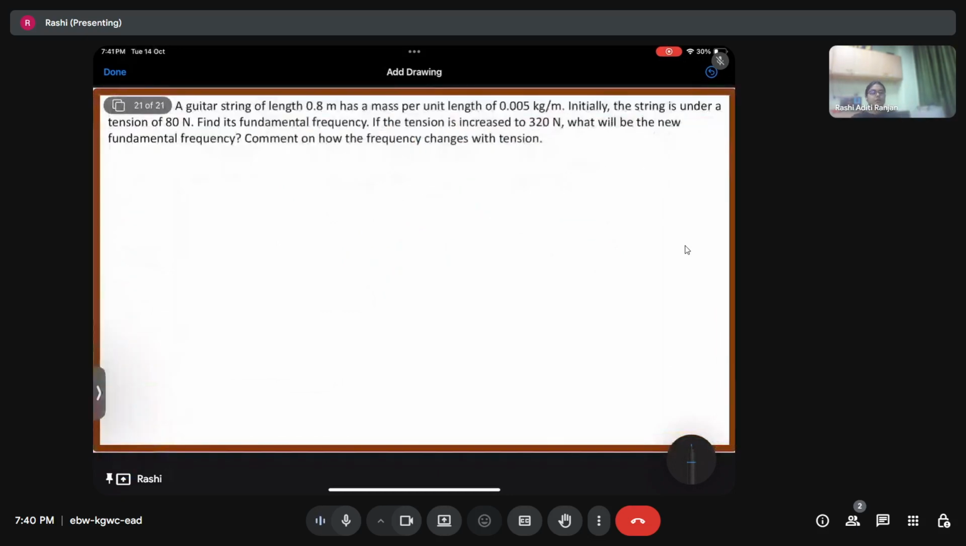Coming on to question number 9. This is something related to the guitar string. We have a guitar string of length 0.8 meter and has a mass per unit length of 0.005 kg per meter. Initially, the string is under a tension of 80 Newton. Find its fundamental frequency. If the tension is increased to 320 Newton, what will be the new fundamental frequency? Comment on how the frequency changes with tension.